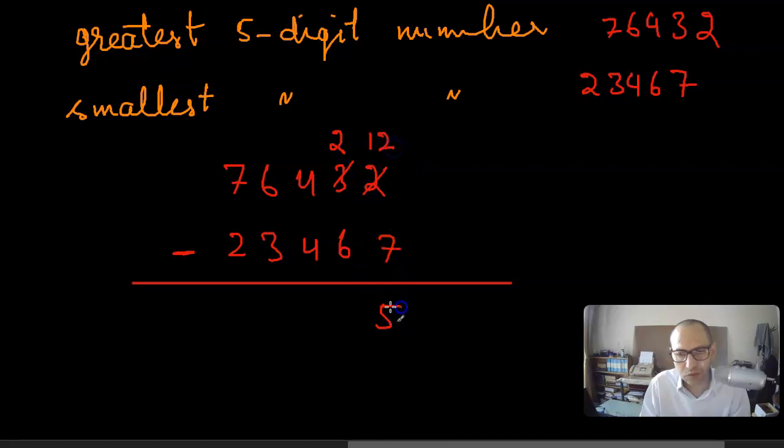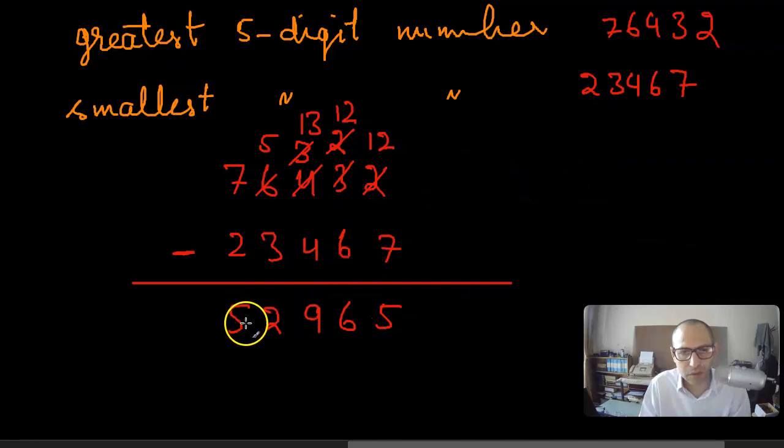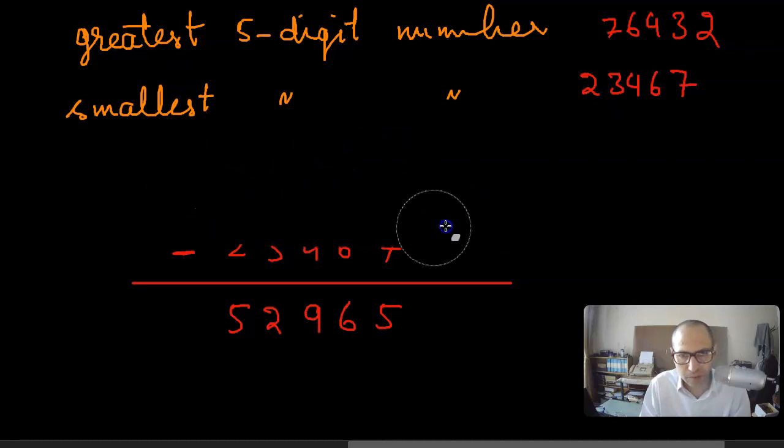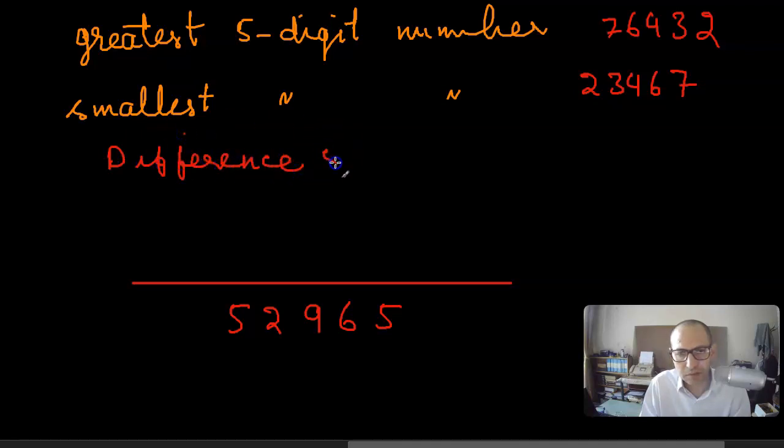12 minus 7 is equal to 5. I borrow something from here. This becomes a 3. This becomes a 12. 12 minus 6 is 6. Borrow something from here. This becomes a 5. This becomes a 13. 13 minus 4 is equal to 9. 5 minus 6 is equal to 2. 7 minus 6 is equal to 5. And so the difference is 52,965, right? That is essentially the difference. The difference is 52,965.